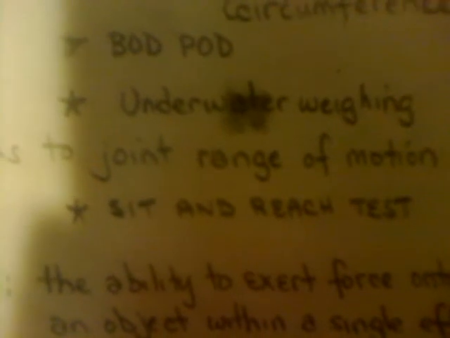The second one here is flexibility, encased in the green highlighter. The definition for this one pertains to the joint range of motion. One tool we will use later on Saturday is a sit and reach test. A sit and reach test tells us how flexible a person is in terms of the joints.